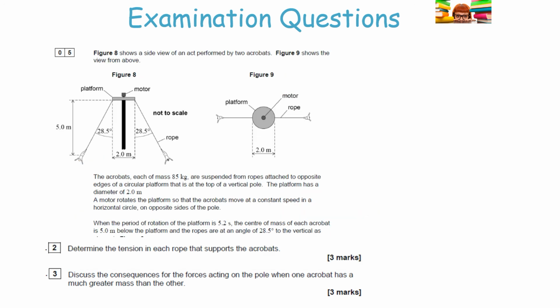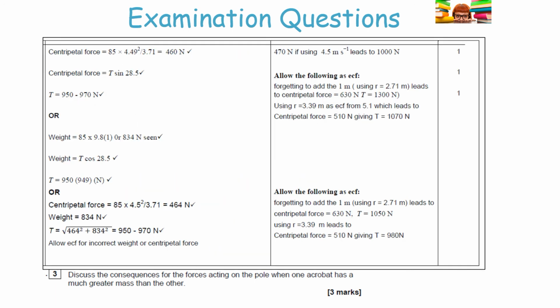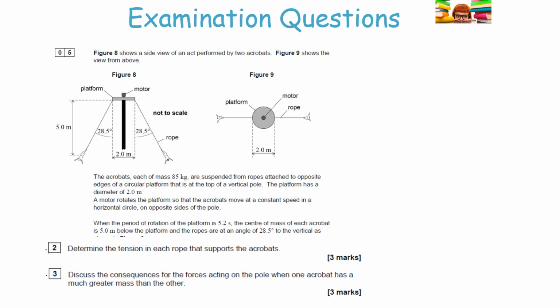Now if you look at this particular diagram here, you'll notice that the only other force in the horizontal is the horizontal component of the tension. So what you've got to do is resolve the tension horizontally and equate that to the centripetal force. So we would say that the centripetal force will equal T sine 28.5, the horizontal component. So therefore you can work out what T is by taking your value for centripetal force, then dividing it by sine 28.5.